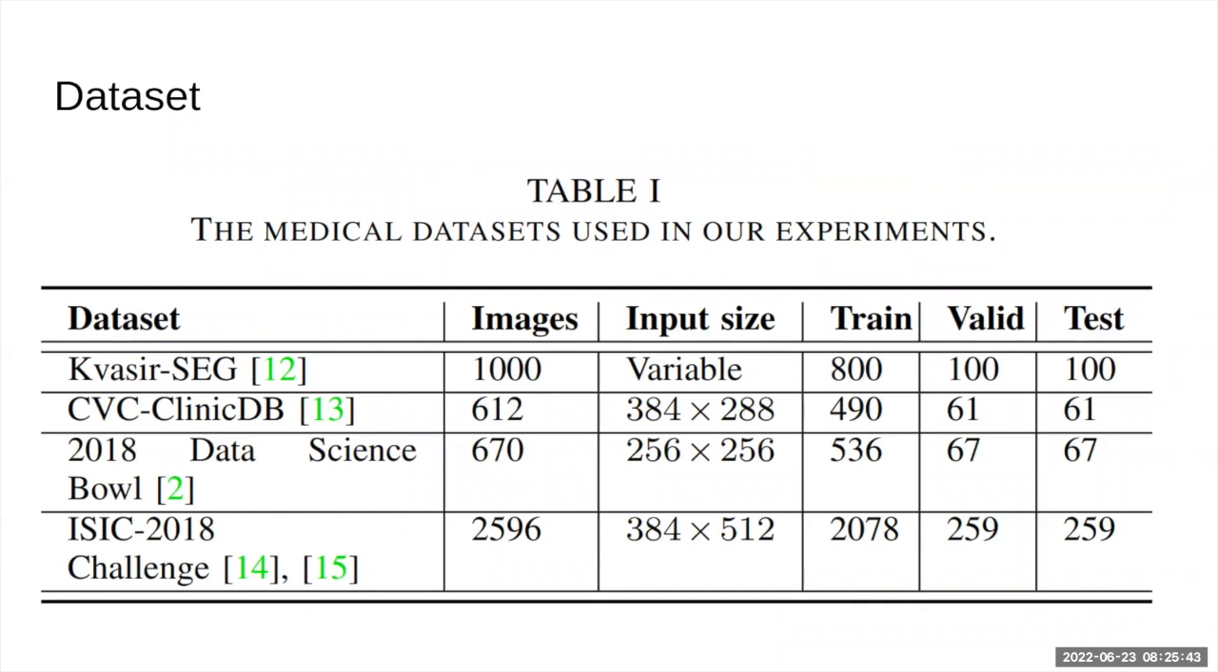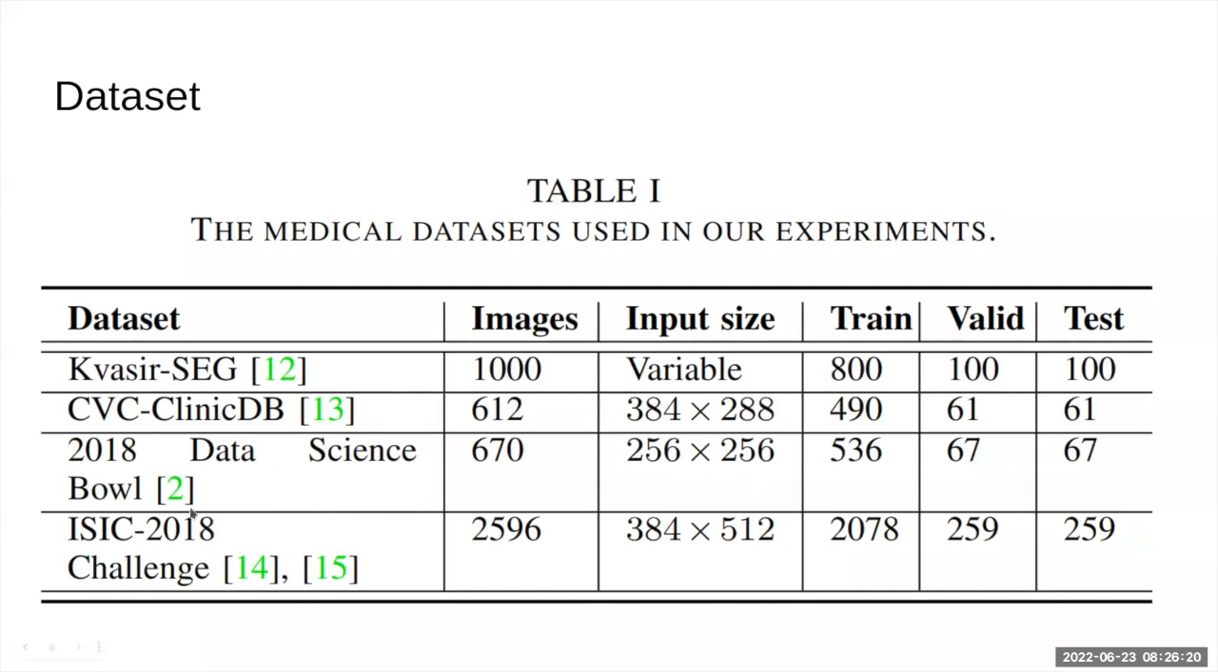Cool. Let's talk about the data sets that they used for this. They claim that they used four data sets: Kvasir-SEG, CVC-ClinicDB, 2018 Data Science Bowl, and ISIC 2018 Challenge. Kvasir-SEG has a lot of various images of tumors and other lesions. And CVC-ClinicDB is a fairly similar data set at least, but the image size is not variable. They're all the same.